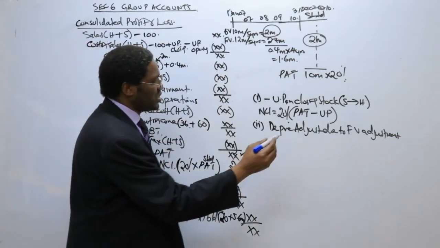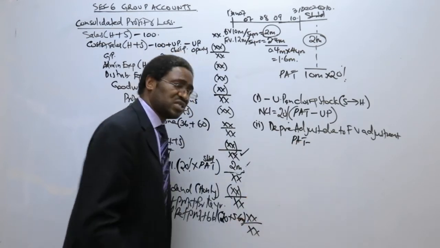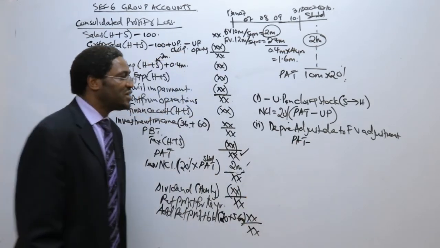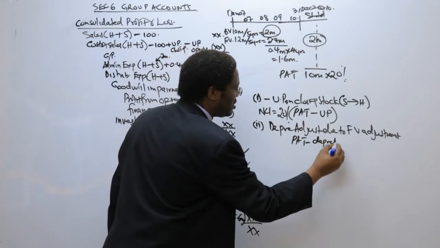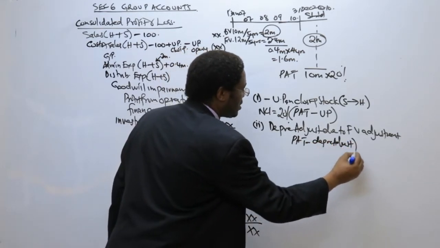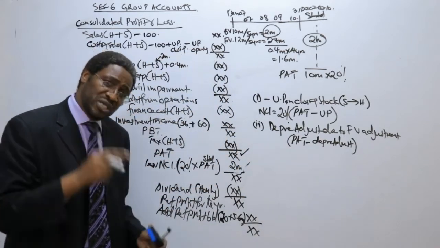And therefore, we are saying to determine the true profit, you will take the profit after tax of that subsidiary company, then you less that depreciation adjustment. And I am saying, not with the 1.6 million.